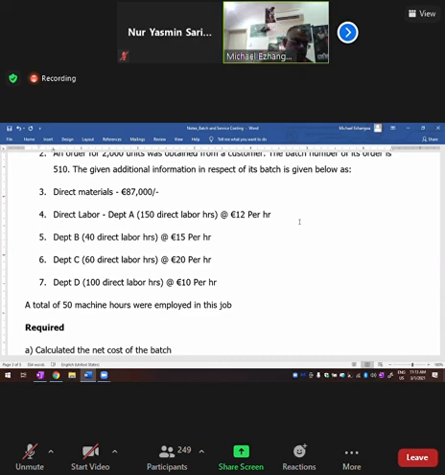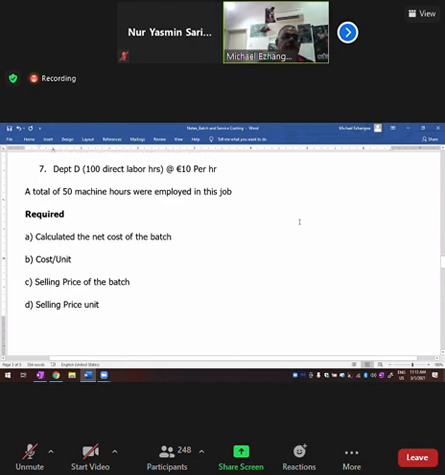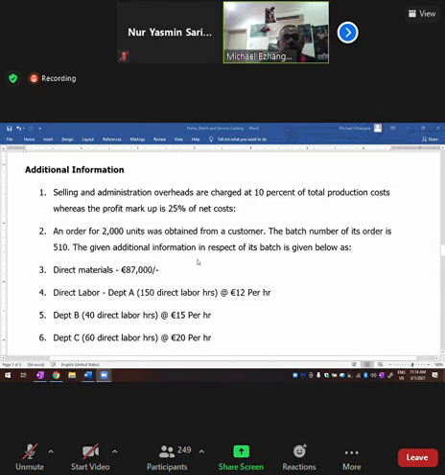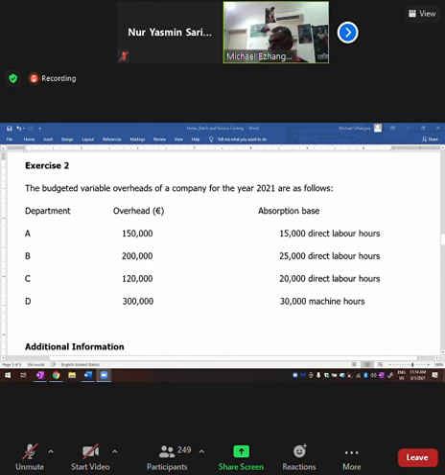Fair enough, yeah. Requirement, it says calculate the net cost of the batch, work out the cost per unit, work out the selling price of the batch, and work out selling price per unit. There you go, right? Not too difficult. So I'm going to start with the top, but before we start, we have to do a working. We have to work out the absorption rate for each department.